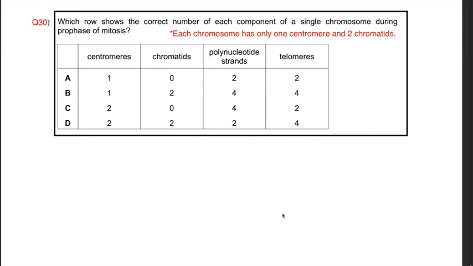Because yes, one single chromosome will have 2 DNA molecules, 1 DNA molecule on each chromatid, and a DNA molecule consists of 2 strands. Since there are 2 DNA molecules, that means 4 DNA strands or 4 polynucleotide strands. And yes, there are 4 telomeres, 1 at each end of the chromatid. Therefore, the answer is B.